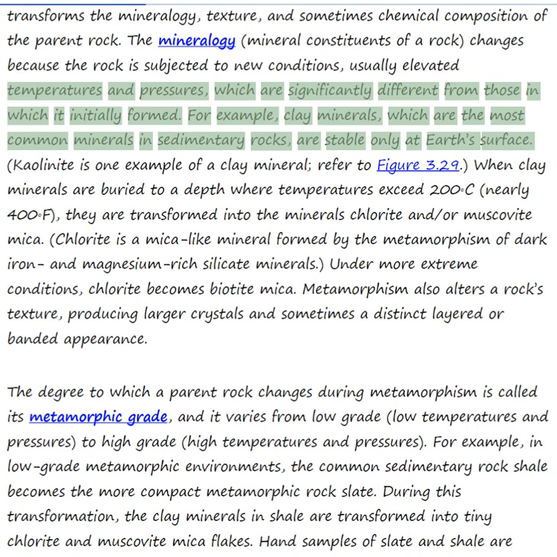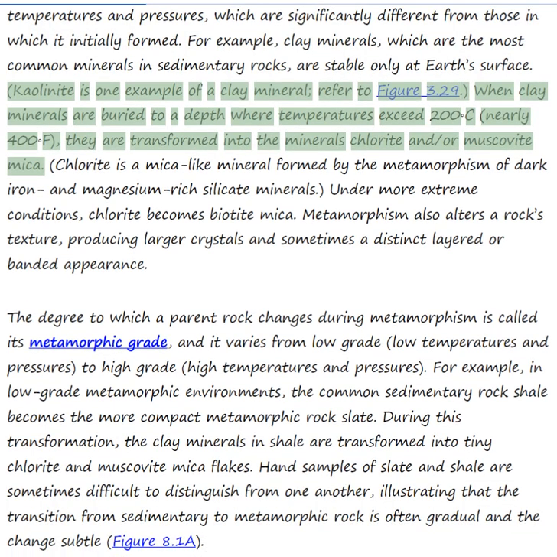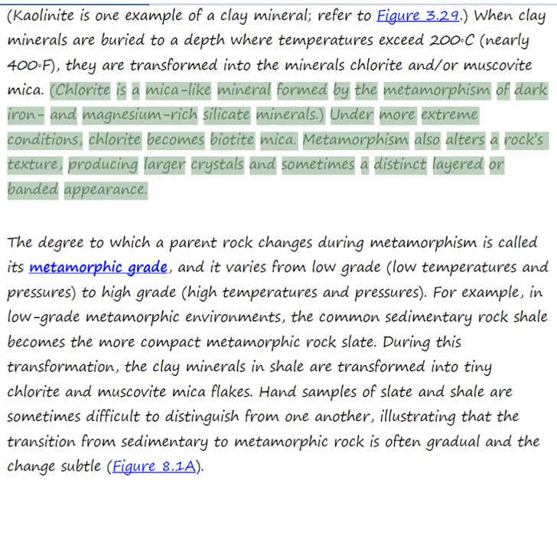For example, clay minerals, which are the most common minerals in sedimentary rocks, are stable only at Earth's surface. When clay minerals are buried to a depth where temperatures exceed 200°C, they are transformed into the minerals chlorite and/or muscovite mica. Under more extreme conditions, chlorite becomes biotite mica. Metamorphism also alters a rock's texture, producing larger crystals and sometimes a distinct layered or banded appearance.